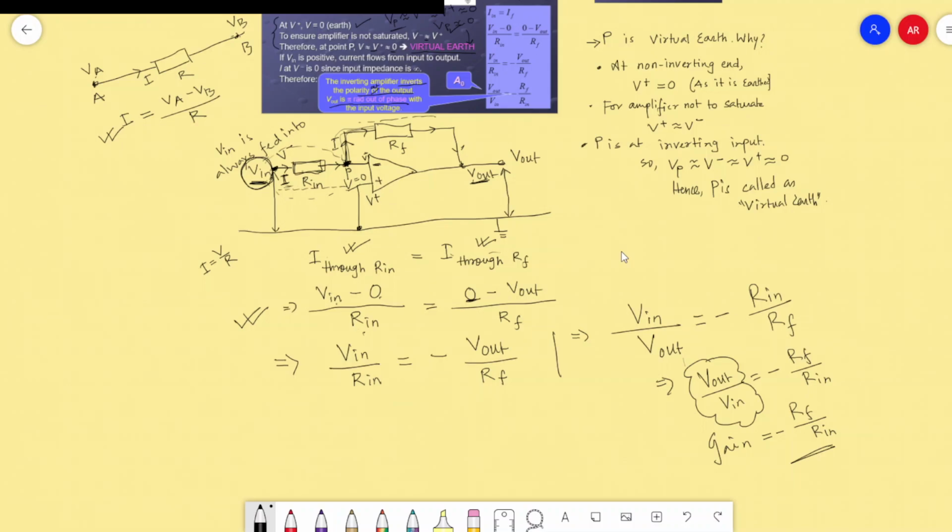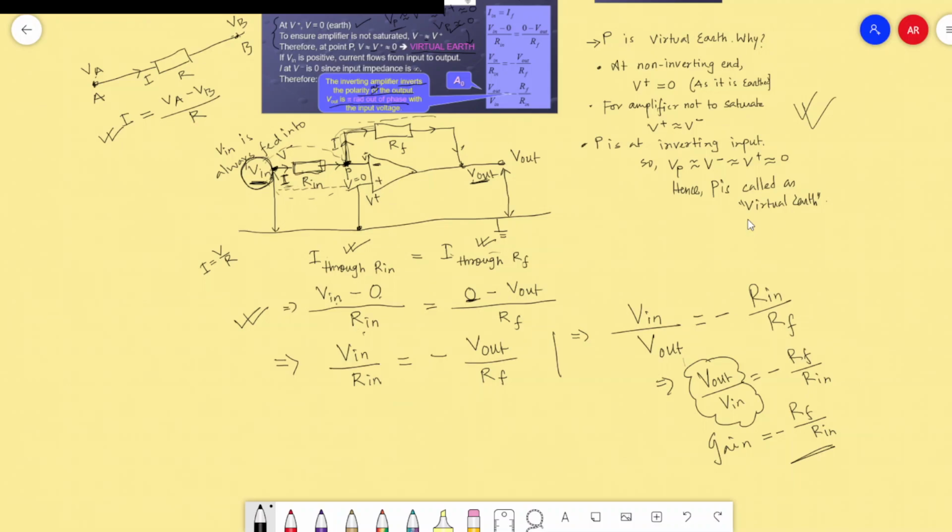Why is it called virtual earth? Because since the non-inverting end is grounded, the voltage at the non-inverting end is 0. And for the amplifier not to get saturated, the inverting voltage and non-inverting voltage are to be taken as very much the same. So V plus should be almost the same as V minus, and P is at the inverting end, which means whatever the voltage at P is basically the voltage at V minus, which is actually 0. That's why P is called virtual earth.